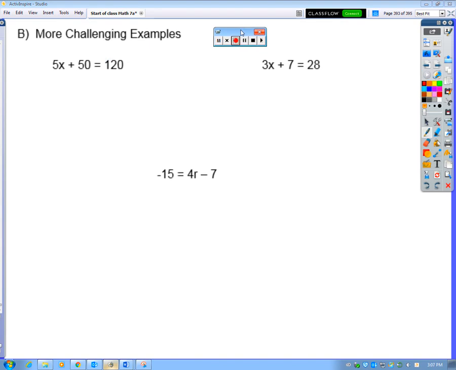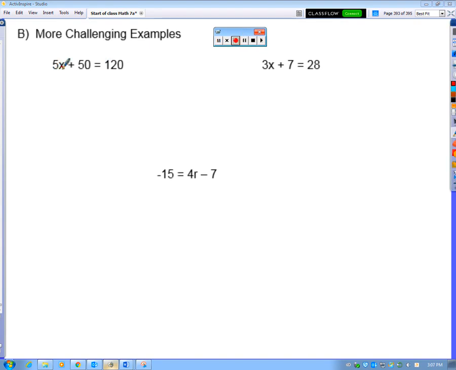Okay, here's some more like the ones that we just worked on. Now we have 5x plus 50 equals 120. We're going to target this number first. That's further away from the variable. It's easier to get rid of.